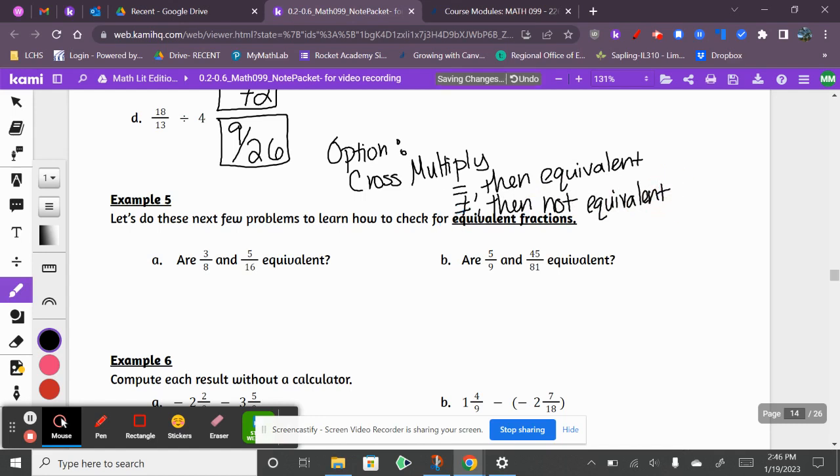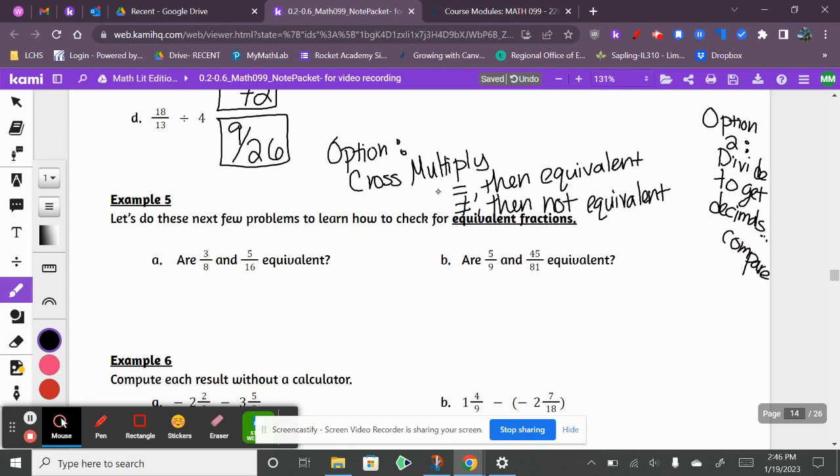For option 2, you can divide to get decimals, and then compare. They do need to be the exact same. They can't just be close, they must be the exact same.